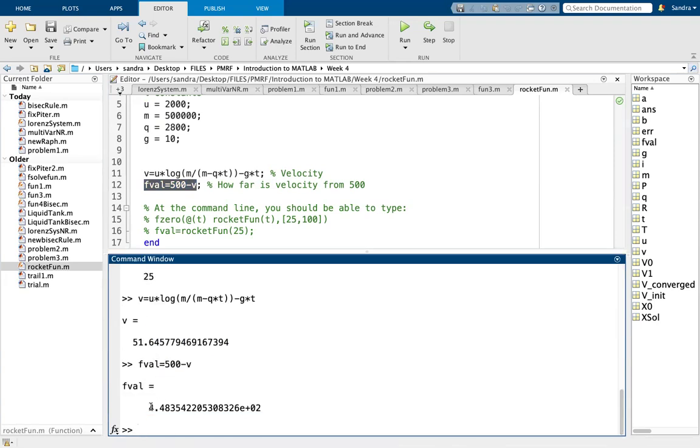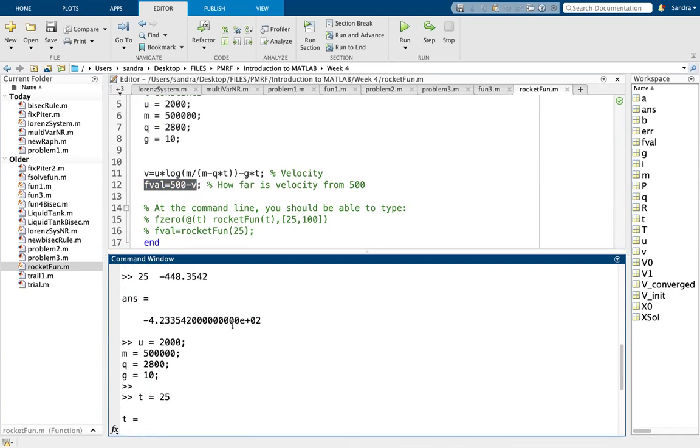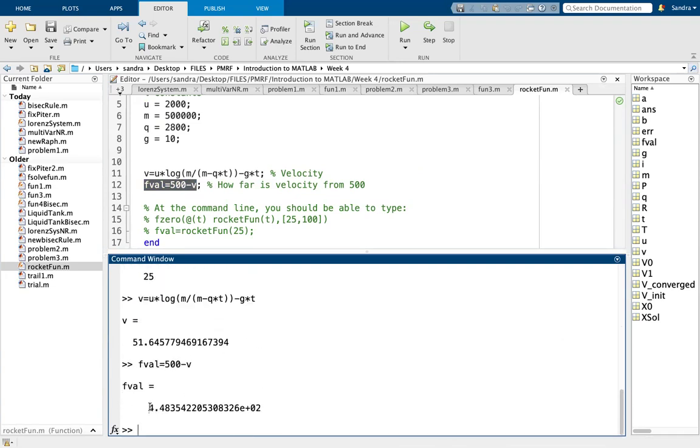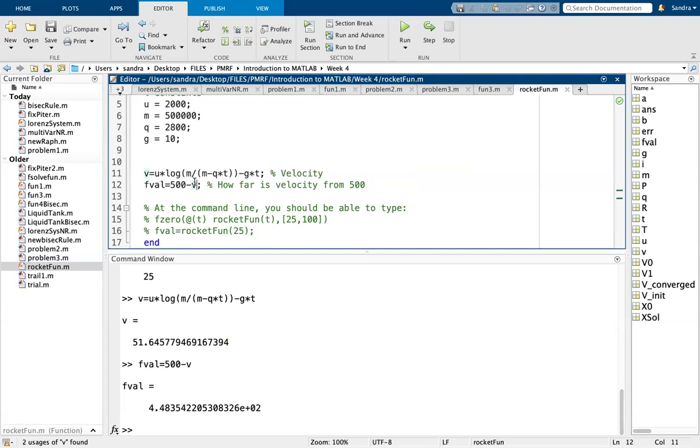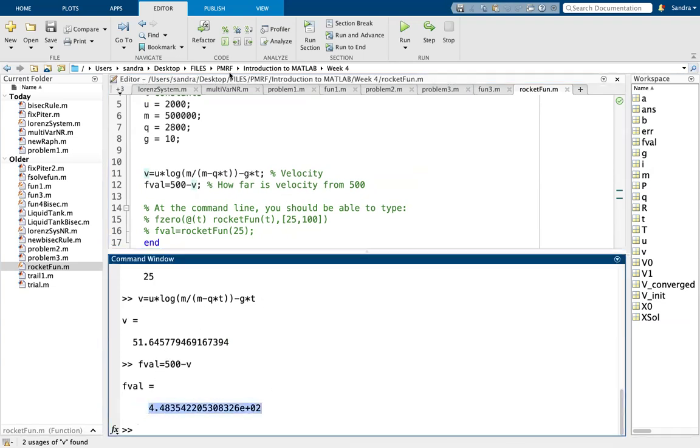The actual answer is 4.48342 e raised to 02. You've got that answer also correct. Minus and plus, that depends. Negative velocity doesn't mean anything, it only means that the direction has changed. So negative and positive is not a problem. Absolute value will be something 4.48 something.